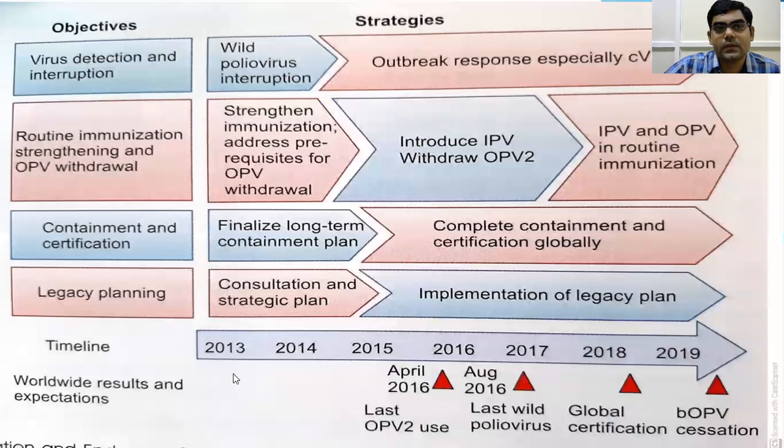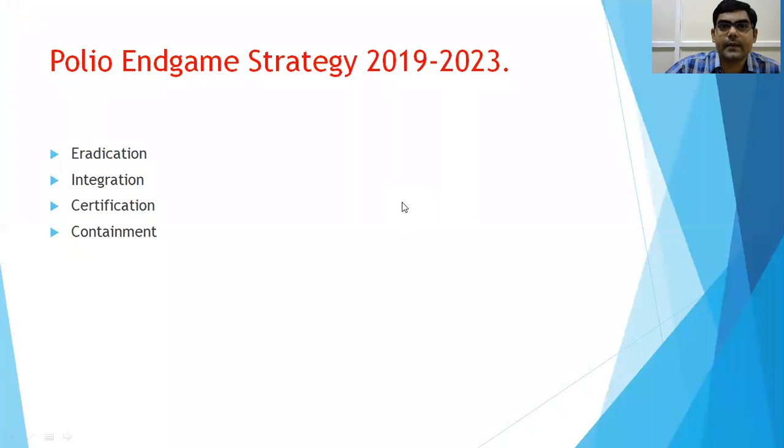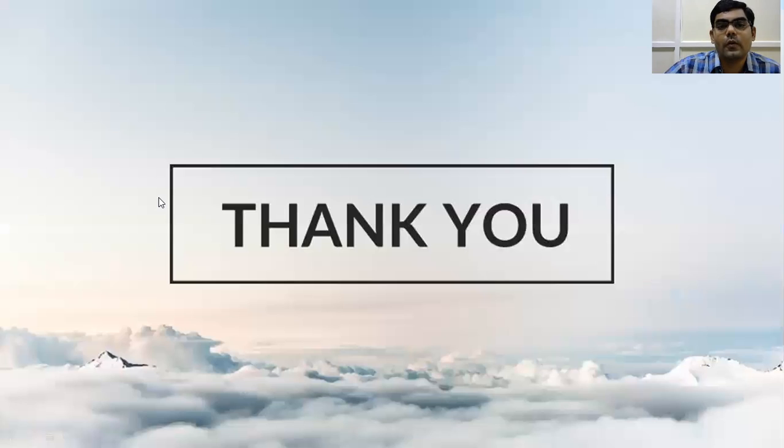So we have seen this, because we are behind in planning. There was a plan to suggest bivalent OPV and continue only IPV, but still we are using bivalent OPV and IPV. So this plan was rescheduled to 2019 to 2023. So this is the polio endgame strategy 2019 to 2023. This covers eradication, integration, certification, and containment. This depends upon the core objectives.